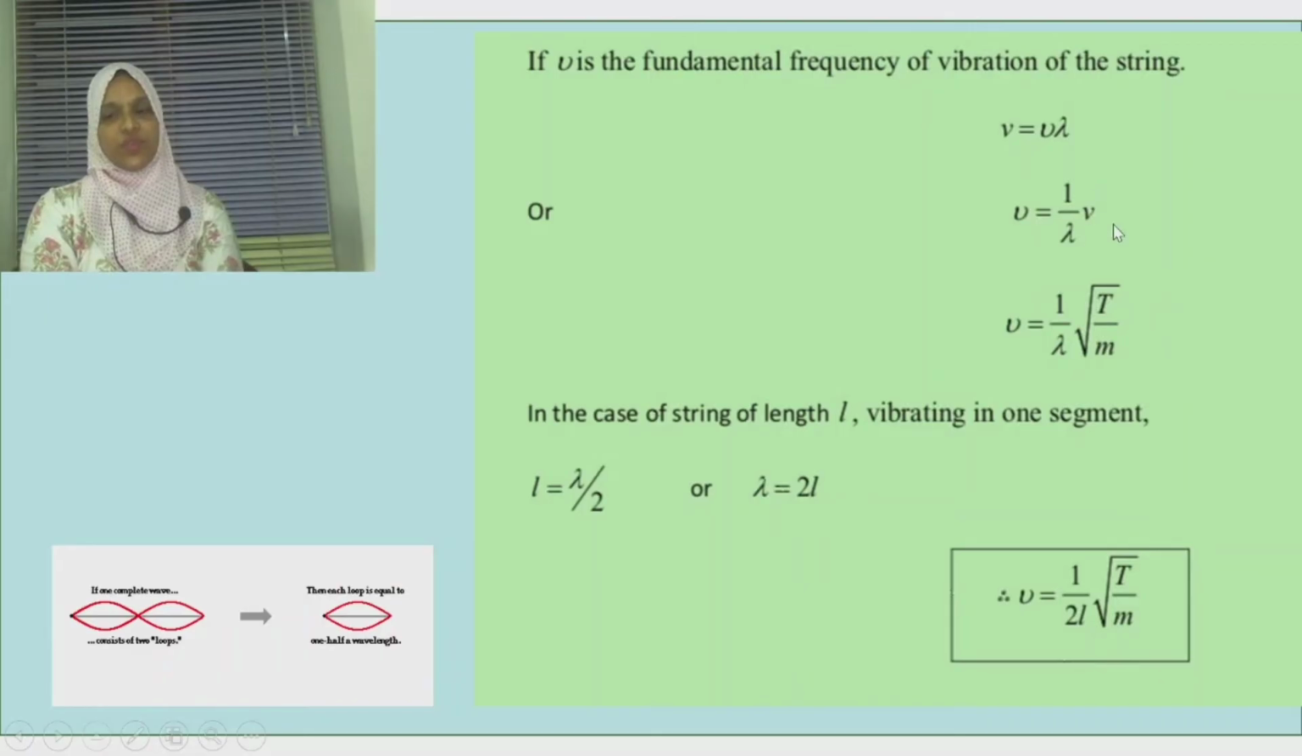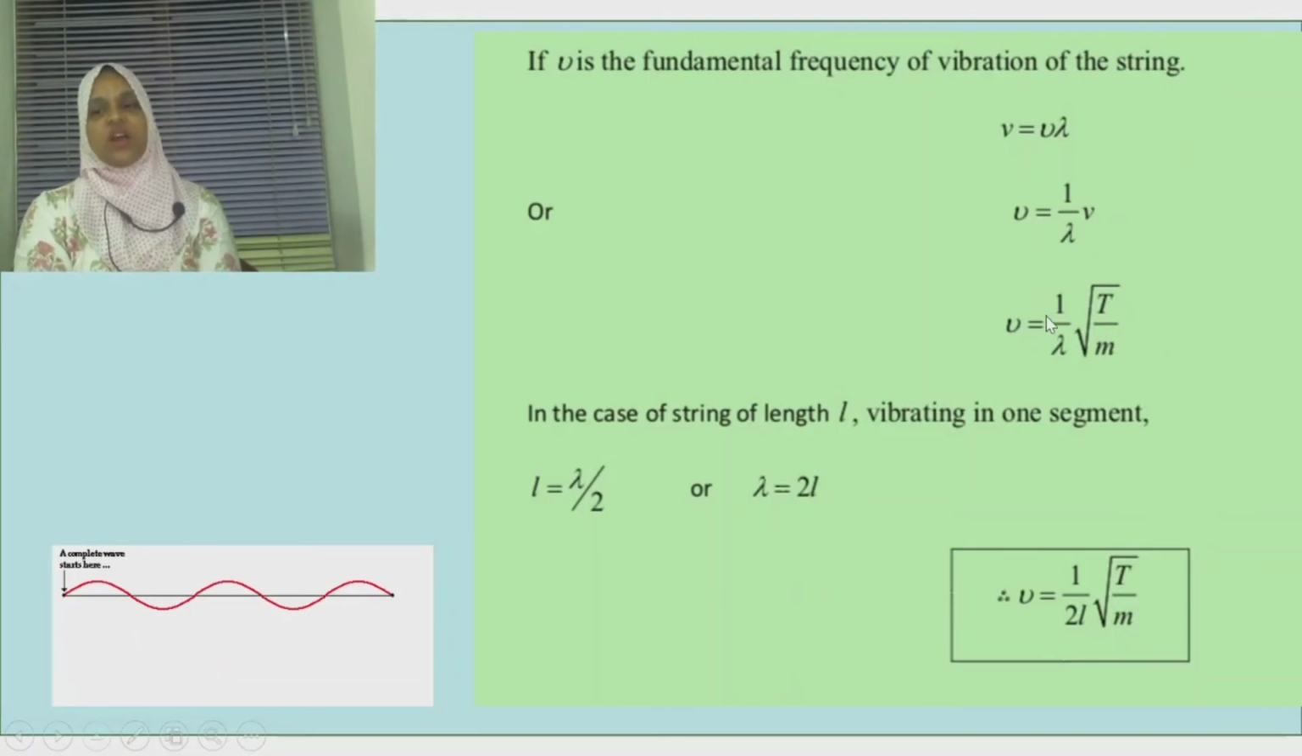Here we can substitute for V. V is equal to root of T by m. That is, frequency nu is equal to 1 by lambda into root of T by m.